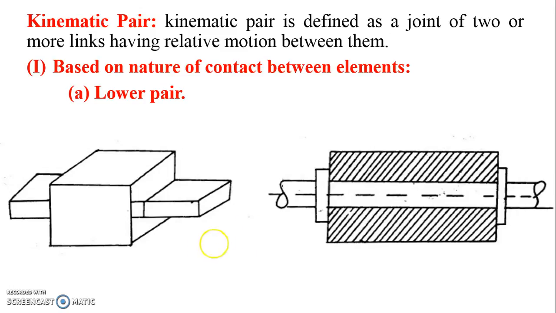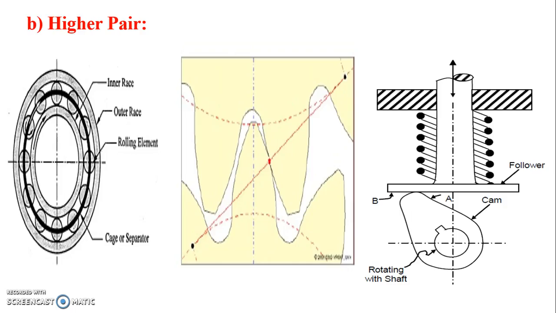If we consider these two examples, here the contact between element 1 and element 2 is a surface contact. When you come to example 2, again it is a surface contact. So it is an example of lower pair.